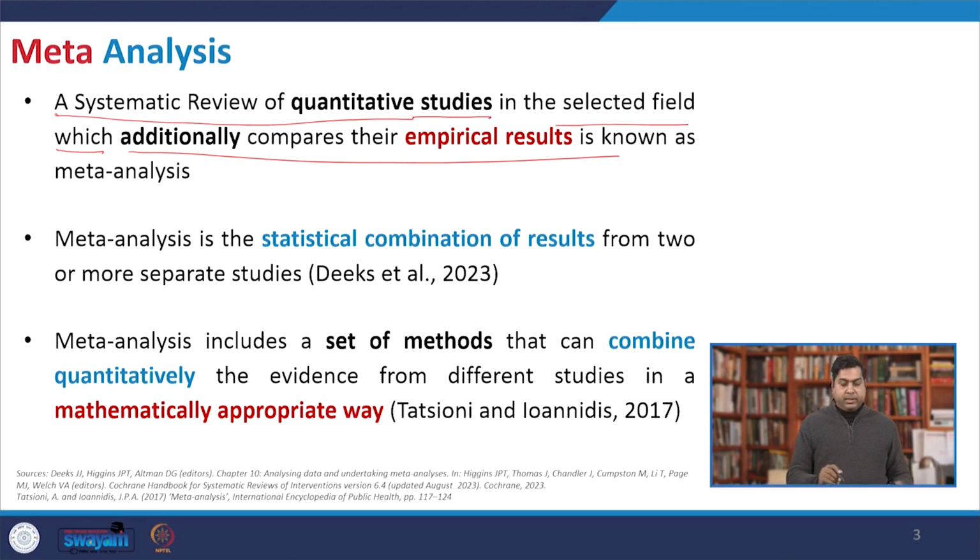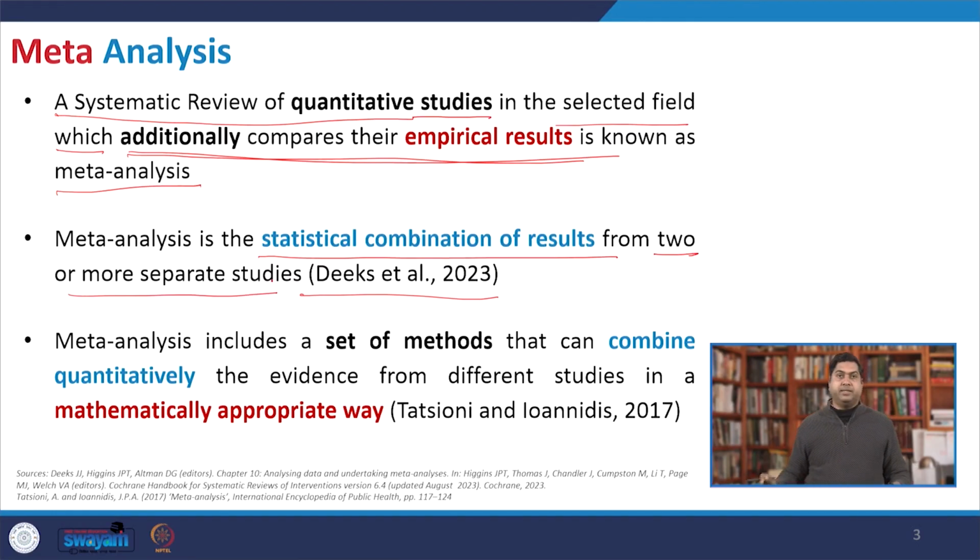Now in this particular case, again it is a systematic review, but for quantitative studies where there are certain kinds of empirical results, and here we compare the empirical results in terms of certain similarity and dissimilarity. We will discuss in detail the effect size and all, which is referred to as meta-analysis. In other words, Dix et al. 2023 mentioned that meta-analysis is the statistical combination of results from two or more separate studies.